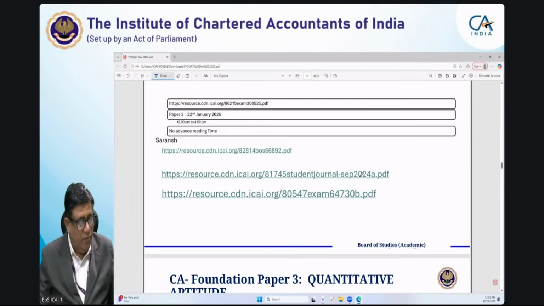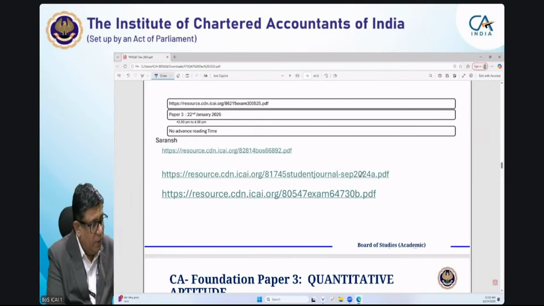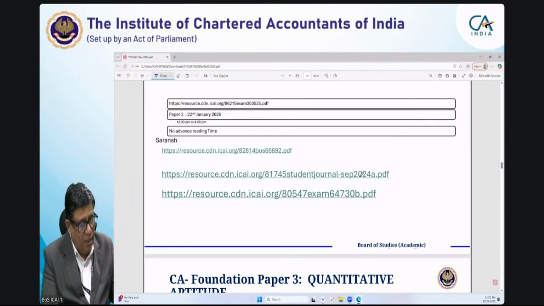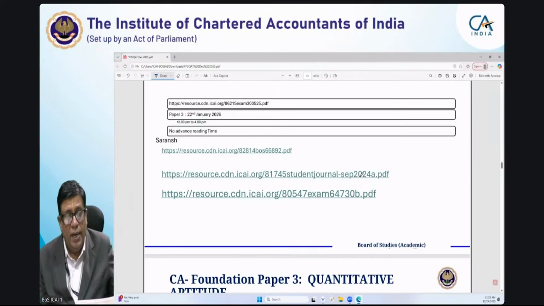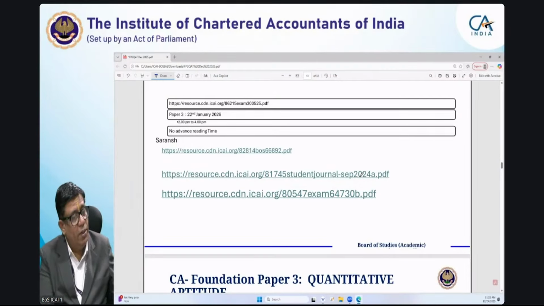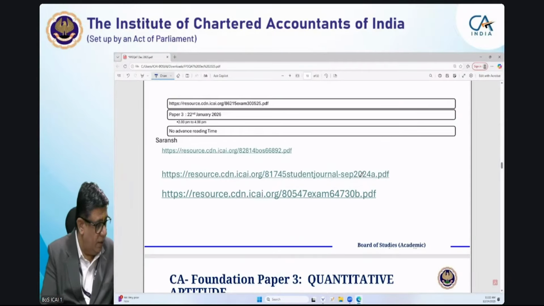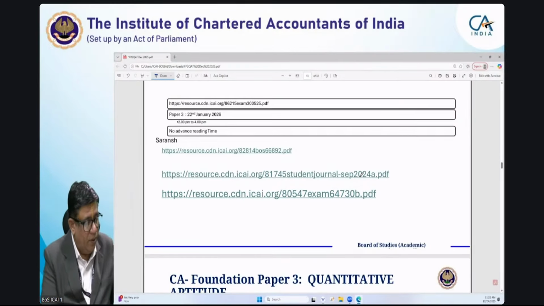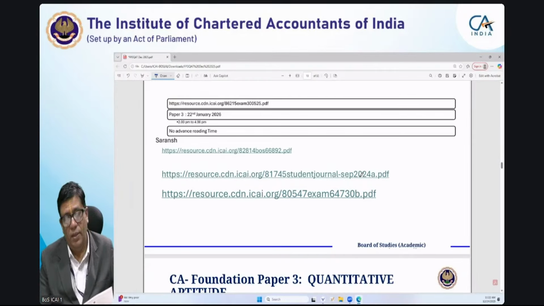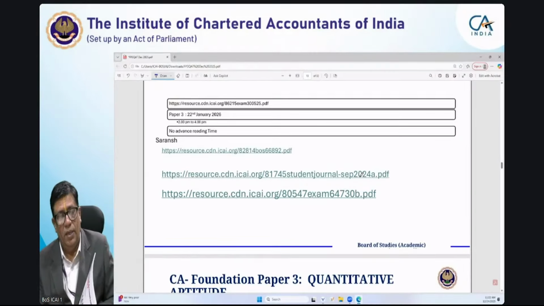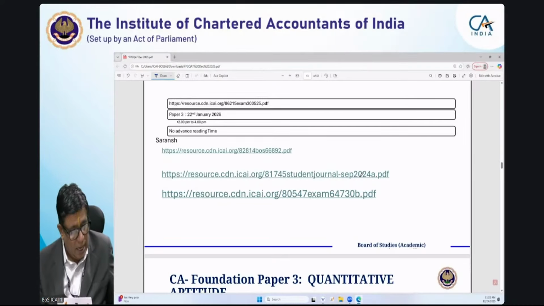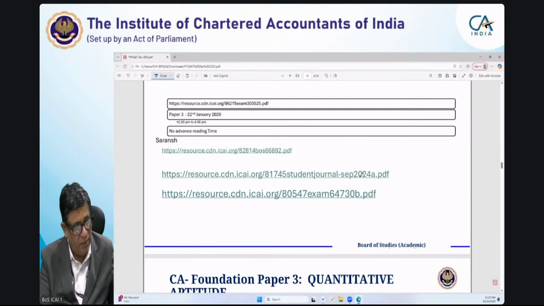And further I move into the other important things. If you see the students' journals, the Students' Chartered Accountant Journal, the April 2024 edition, the May 2024 exam edition and the September 2024 edition.